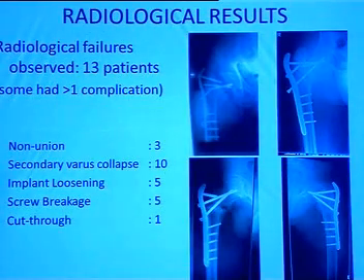Radiological failures were seen in 13 patients out of 23, and some had more than 1 complication. We observed 3 non-unions, 10 secondary varus collapses, 5 each of loosening and breakage of screws, and 1 cut through from the proximal fragment.